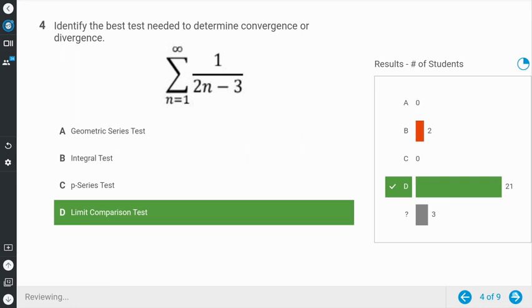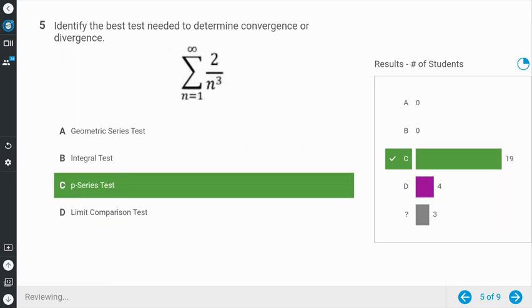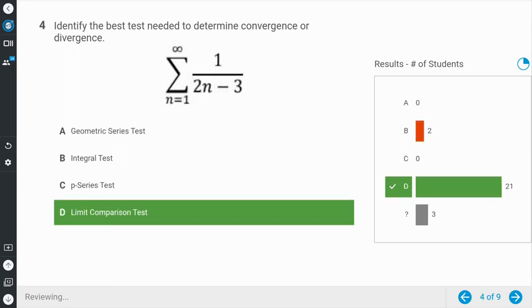But it started at 1 though. If you plug in 1, it's 1 over negative. Well, actually, we can't use the integral test, because there's a discontinuity between 1 and 3. Actually, yeah, you're right.